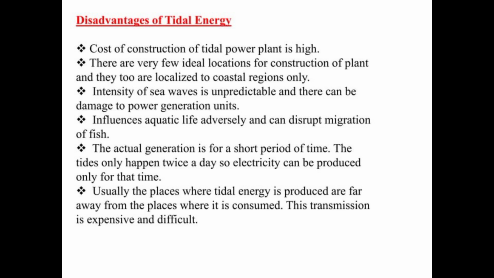The actual generation is for a short period of time, and the tides only happen twice a day, so electricity can be produced only for that time. Usually, the places where tidal energy is produced are far away from the places where it is consumed. This transmission is expensive and difficult.